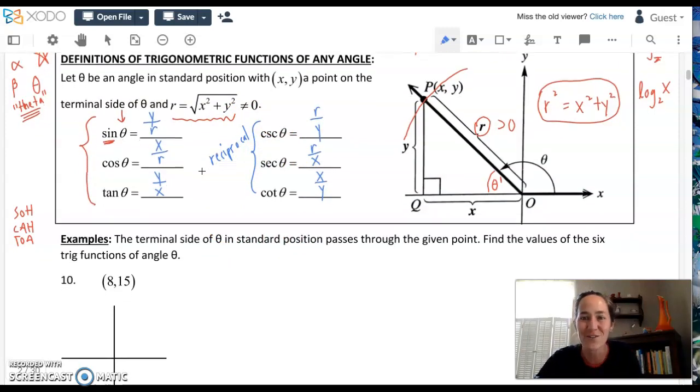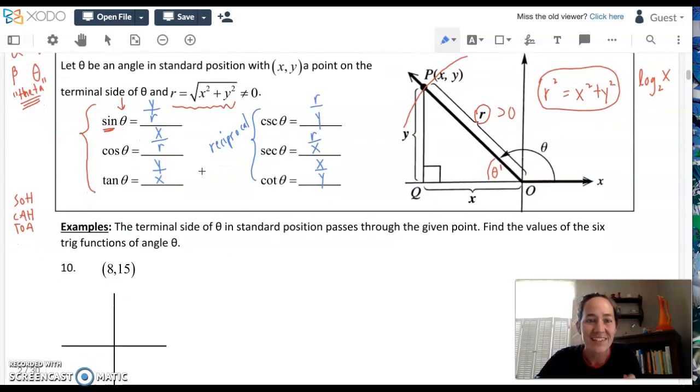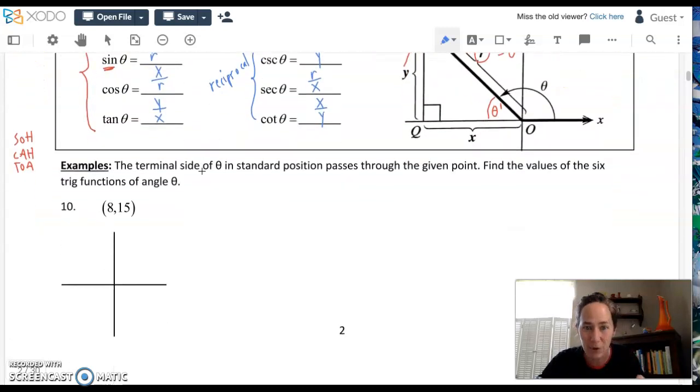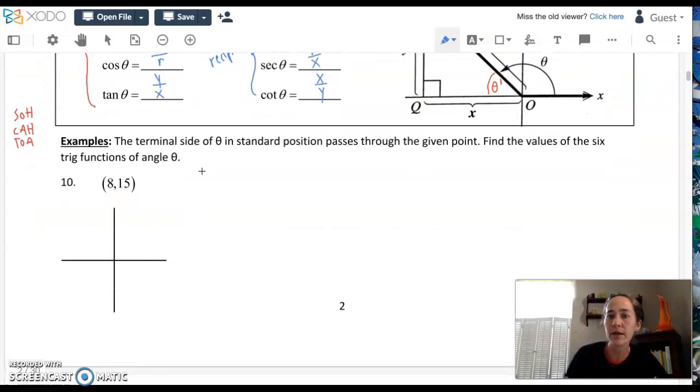Here's where this stuff starts getting pretty exciting. Step 1, okay, so it says the terminal side of angle theta in standard position passes through the given point. Can you find the values of all 6 trig functions? So sine, cosine, tangent, and then the reciprocals, cosecant, secant, and cotangent. Well, first, let's plot the point 8, 15. What quadrant is that going to fall in? A positive x and a positive y. We're in quadrant 1.